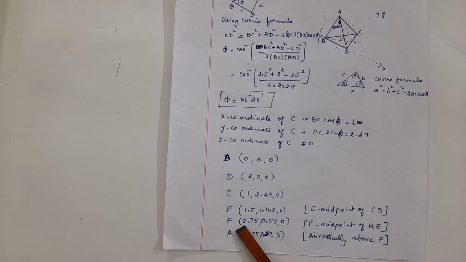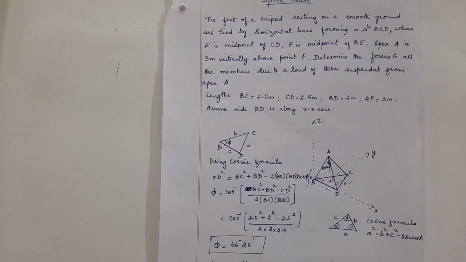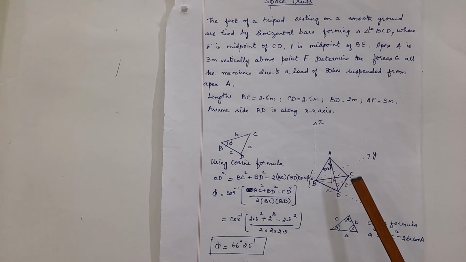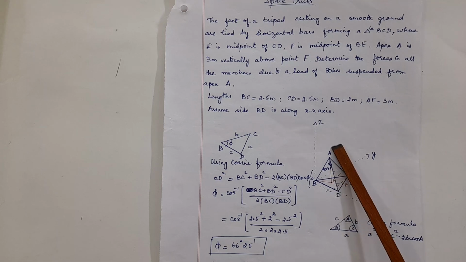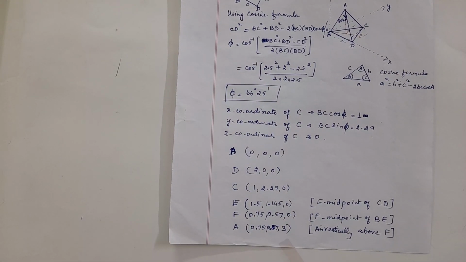Now check, A is given as vertically above F. So whatever is the x coordinate and y coordinate for F, that will be the same for A, except it is vertically above F. So it has some value along the z axis. It is taken as the vertical axis, the z axis. The value given in the problem is 3 meters. So A is located 3 meters above F. So the z coordinate at A is 3.